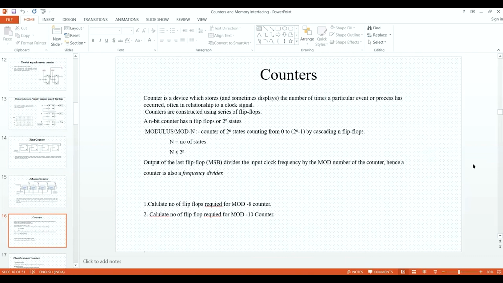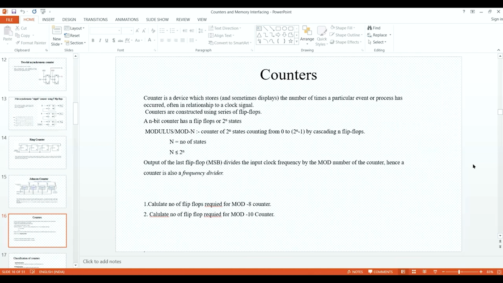An n-bit counter has 2^n states, which we already discussed, and the number of states is basically the modulus. For a modulus counter, the states vary from 0 to 2^n minus 1. Again, I'm deliberately using the word cascading, because in cascading, as you know very well, the output becomes exactly the input. Otherwise, in coupling, it's not the case. Because you are dividing the input clock frequency by the mod, we name it a frequency divider.